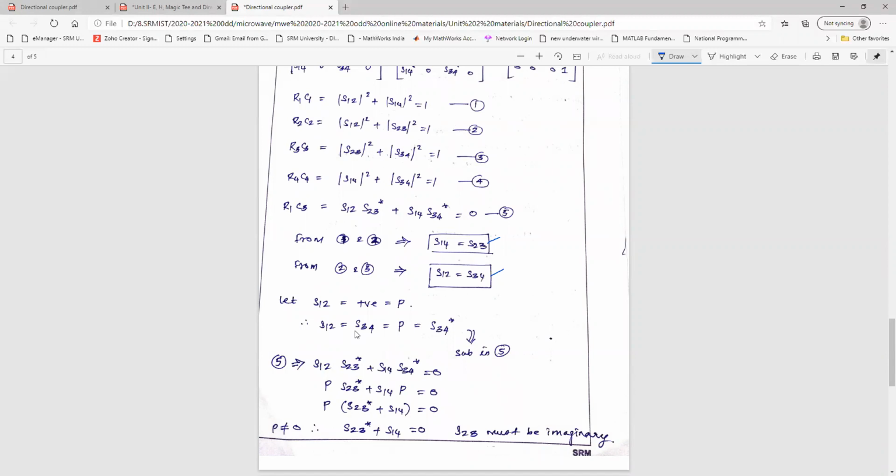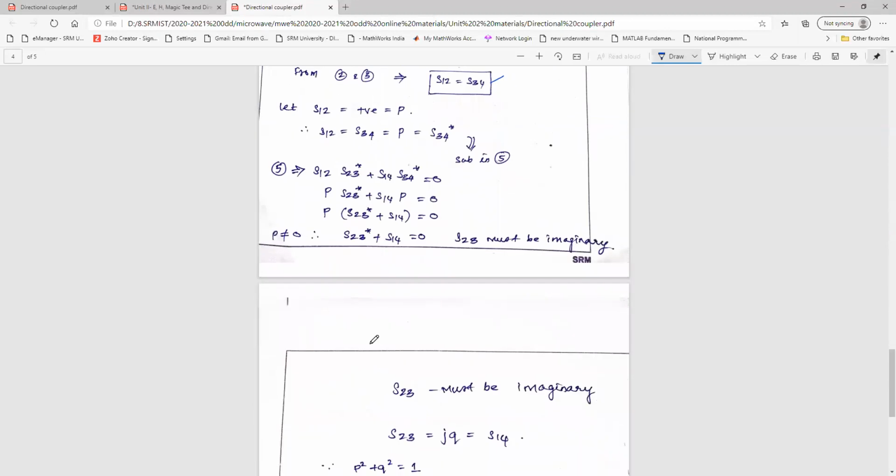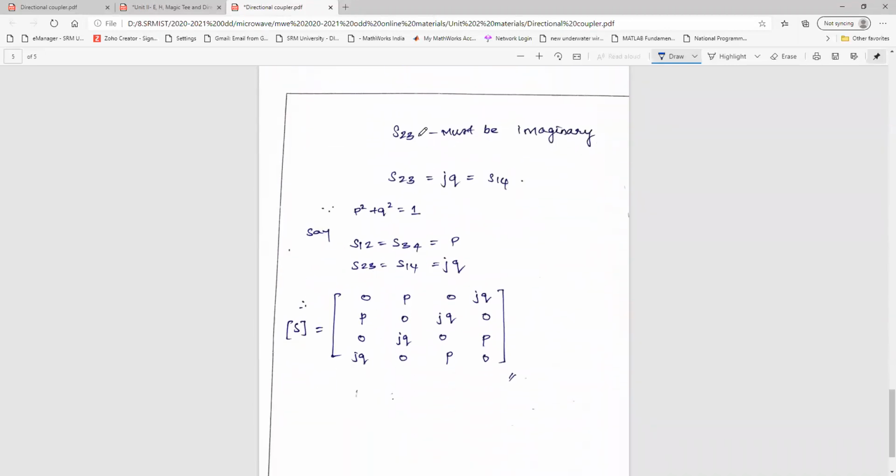So I can say S23 should be the imaginary part, because P is not imaginary. So I can write S23 as jQ, because I also know that P square plus Q square is equal to 1. Because of this condition, I can write S23 and S14 as jQ. Substituting that in the matrix, wherever I have S12, I substitute P. Wherever I have S34, I substitute the positive term. And S23 and S14 are imaginary values, so I substitute those. So this is the scattering matrix for the directional coupler.